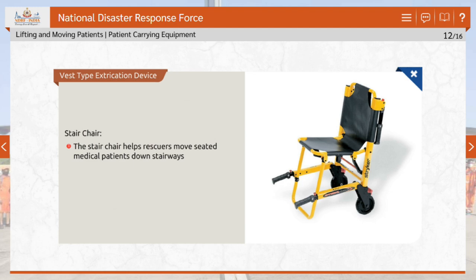The stair chair helps rescuers move seated medical patients down stairways and through places where a traditional stretcher will not fit. Newer brands are made of sturdy folding frames with either canvas or hard plastic seats and are easy to store. They have wheels that allow rescuers to roll them over flat surfaces. Some models have a tractor tread mechanism that allows them to easily slide down stairways just by tilting them.